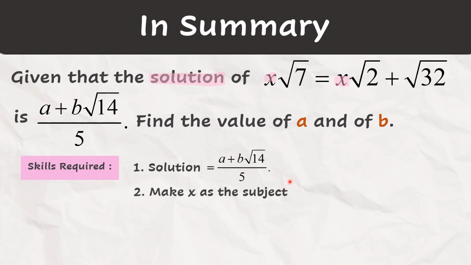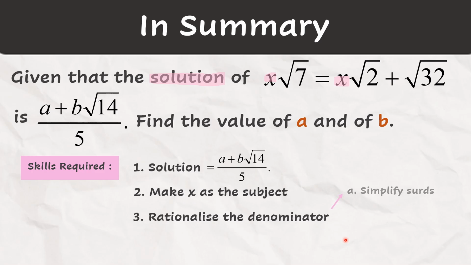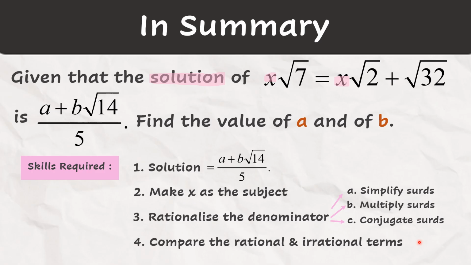With that, you must be able to make x the subject. Once you are done that, the rest is basically the skills that we have covered earlier on, which is how to rationalize the denominator. To do this, you must be able to know how to simplify surd, how to multiply surd, and also how to identify conjugate surd. Once this is done, then what we need is the last skill here, which is how to compare the rational and irrational terms. Once you are clear with all this, the question becomes very simple.